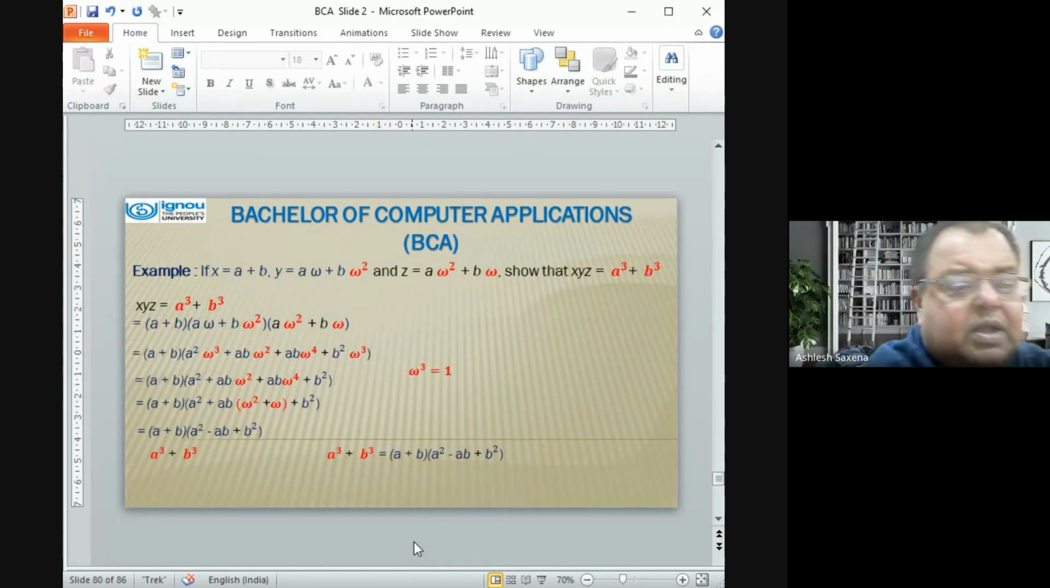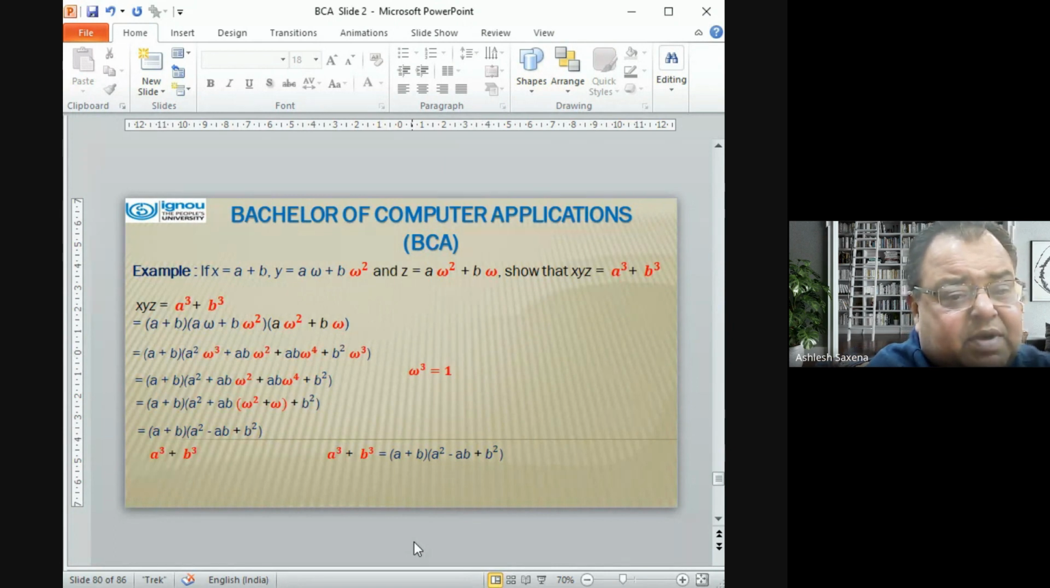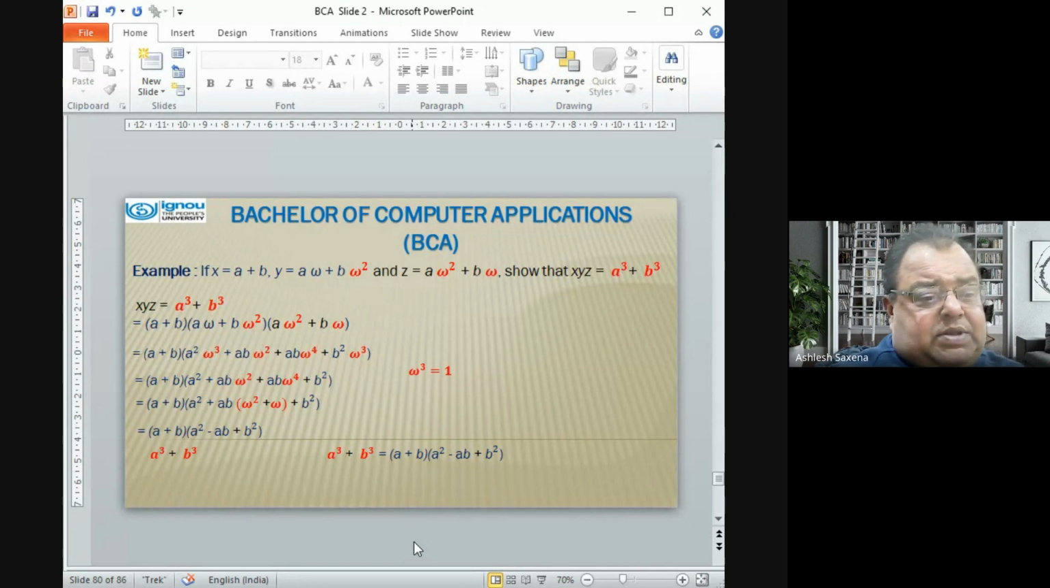Now something colorful. See what is happening over here. If x is equal to a plus b, y is equal to a omega plus b omega square, and z is equal to a omega square plus b omega, then show that x y z is equal to a cube plus b cube. We have to prove that.